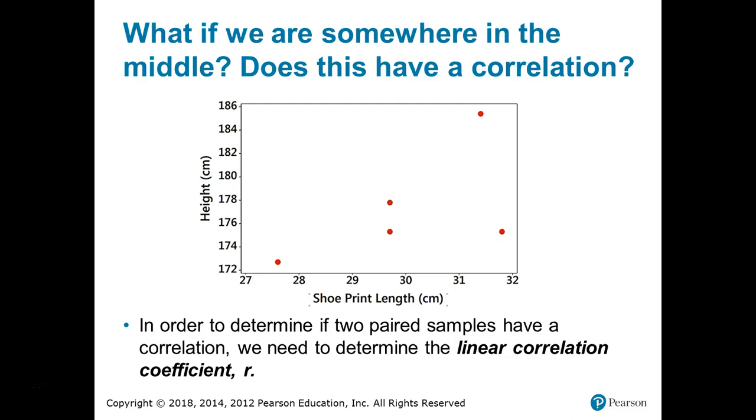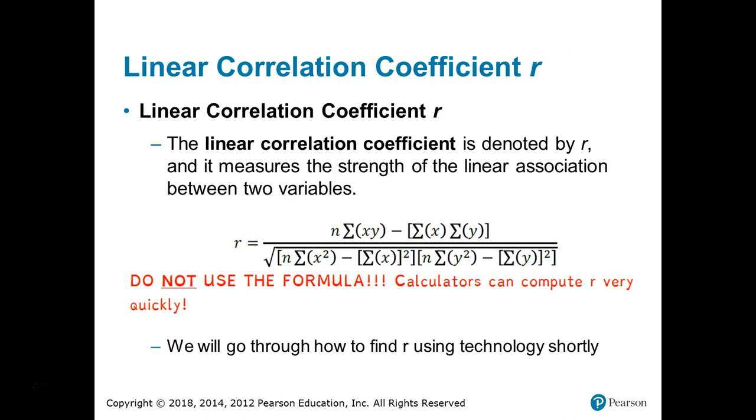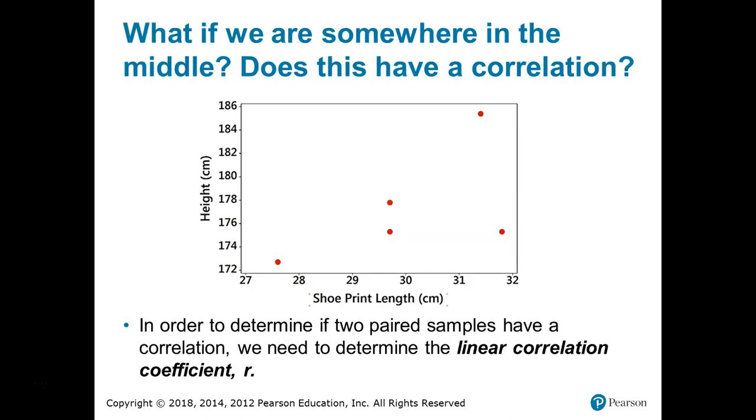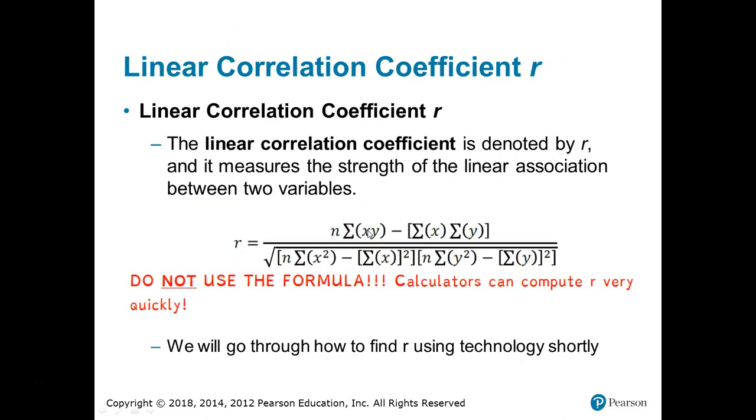So in order to determine if two paired samples have a correlation, we need to determine the linear correlation coefficient, r. Okay, what's a linear correlation coefficient? The linear correlation coefficient is denoted by just lowercase r, and it measures the strength of the linear association between two variables. So here is an extremely complicated formula that I promise I will never make you use. Calculators will do this very, very quickly. But to talk about the linear correlation coefficient a little bit more, it's going to give you a value that's going to measure how linear data points are.